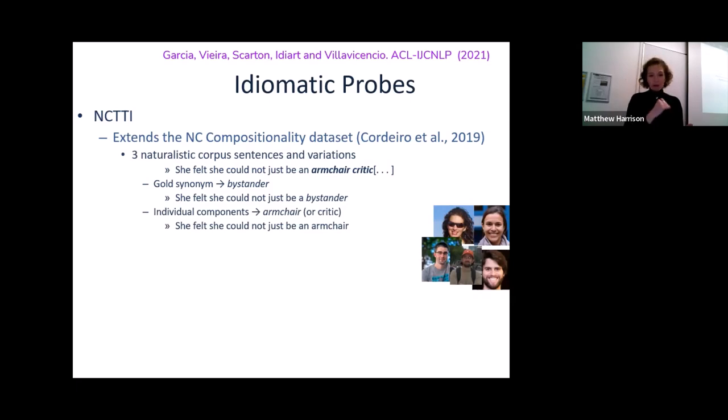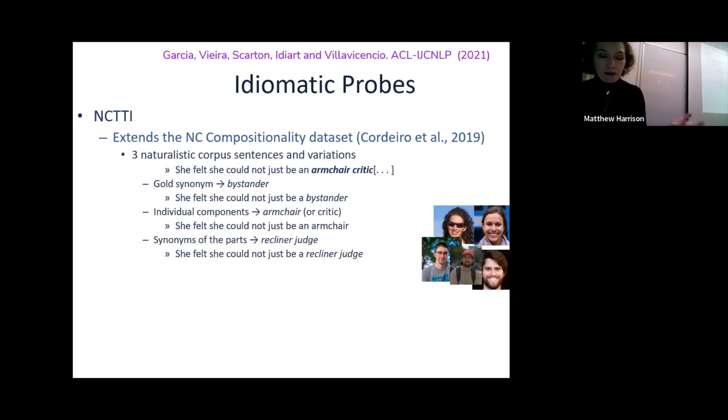And then we did our Lieutenant Commander data perturbations, where we used, for example, just one of the words of the compound. So in the previous sentence, we asked if she could not just be an armchair. And for compositional cases, that might or might not work. But for idiomatic cases, it definitely doesn't work. And then we also replaced each of the words by the synonym independently. So we replaced armchair by recliner and critic by judge. And we wanted to see if the models would be able to perceive these differences in meaning.